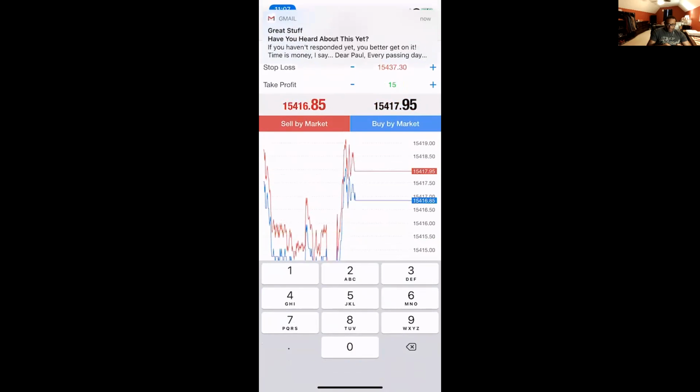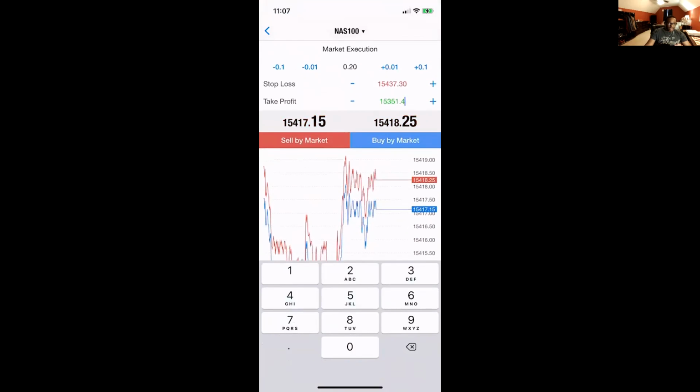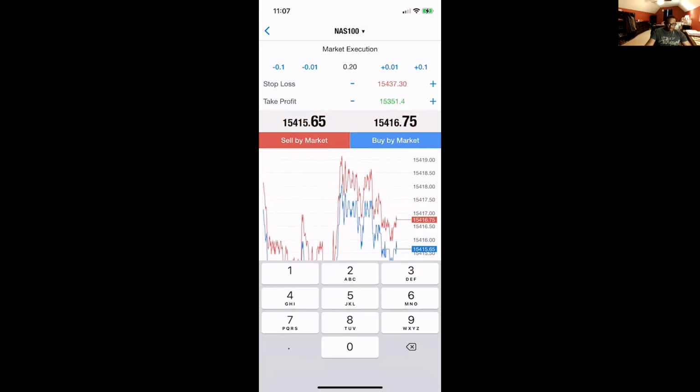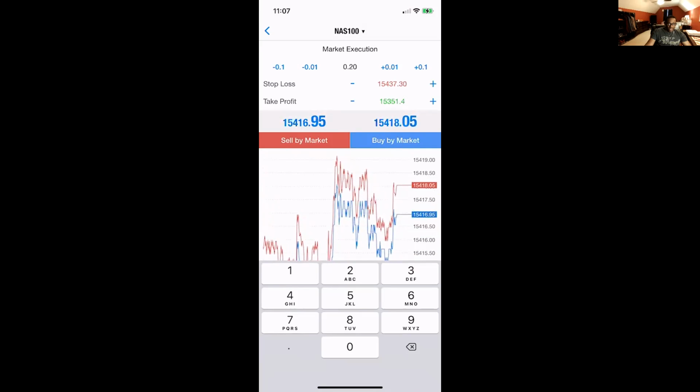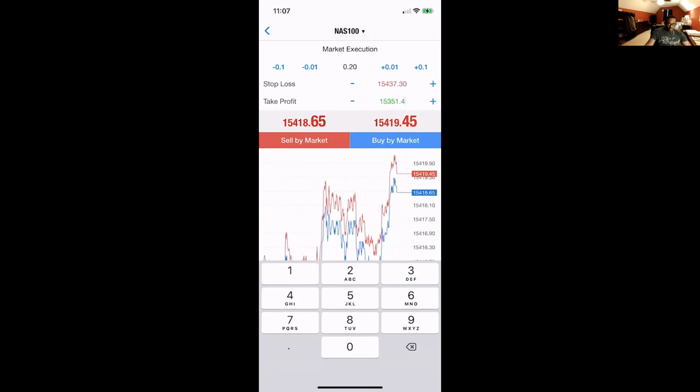I have that. Then take profit is going to be 15351.4. Let me know when you have that. I have that. Okay. Let me know when you're ready to hit sell. I'm ready. 3, 2, 1.